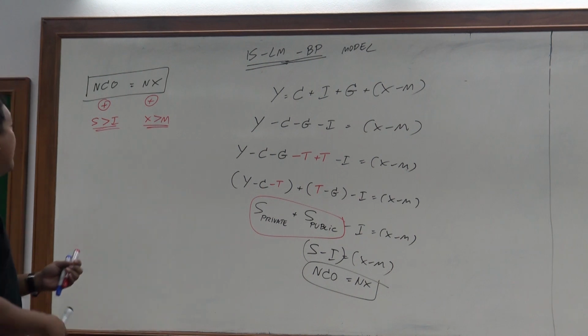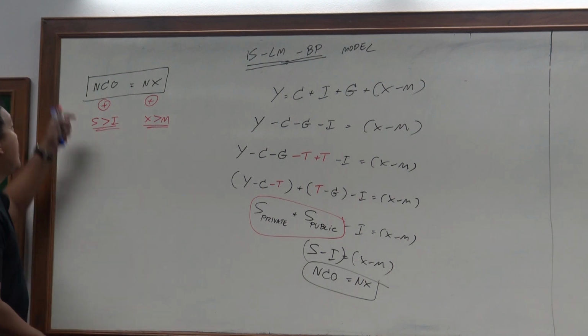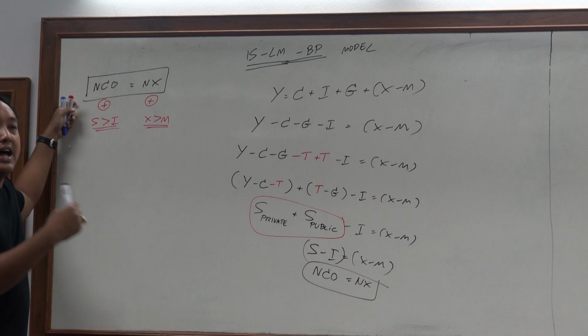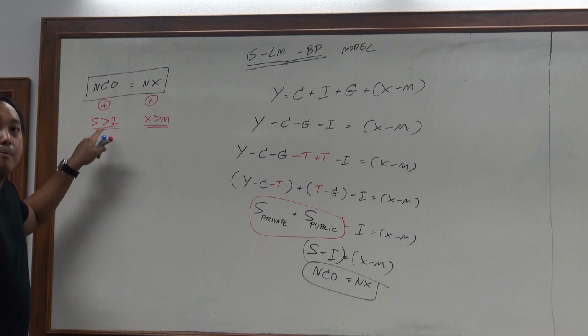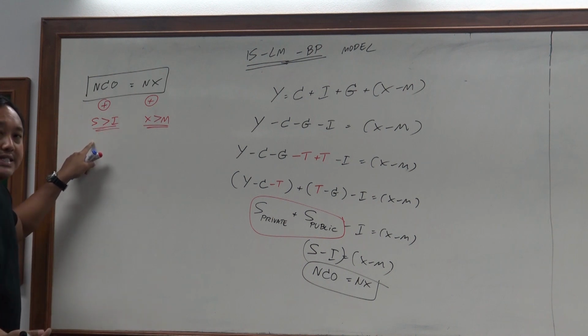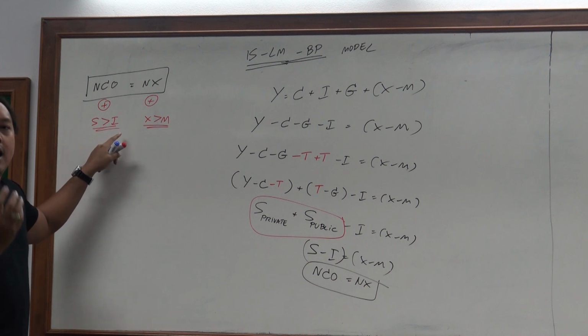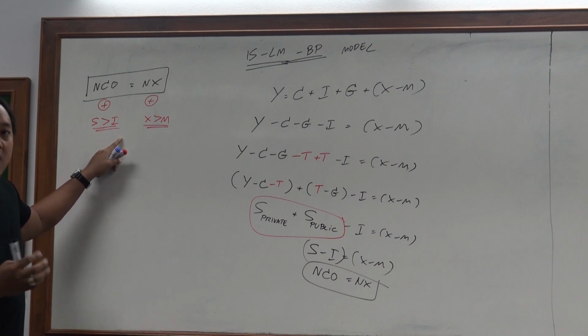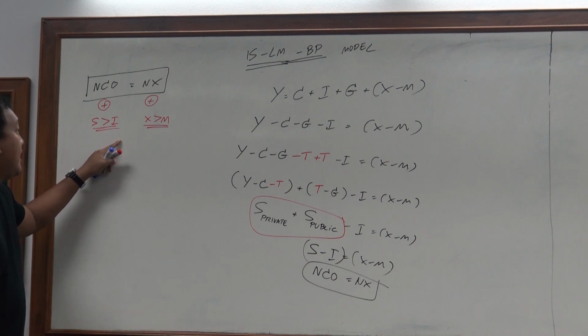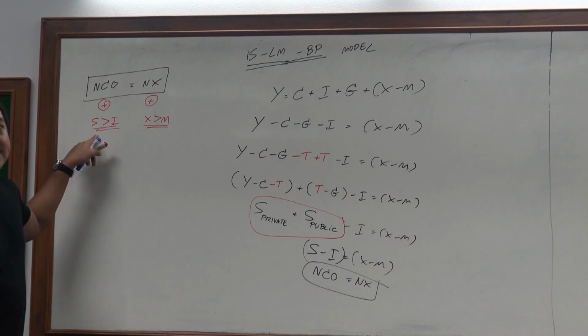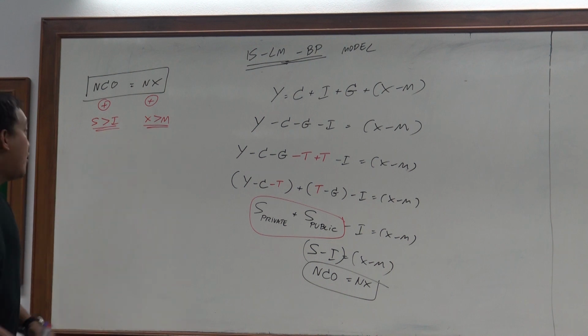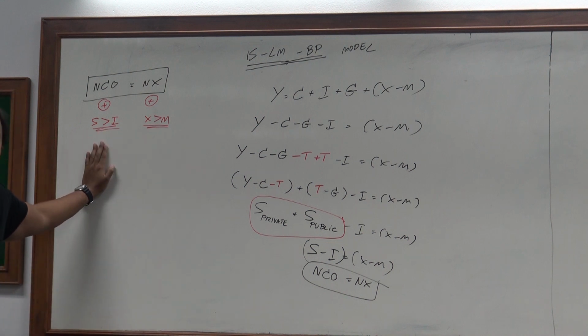So what does it mean? If NCO is positive, it means that in our country, the amount of money that we save is more than the amount of money that we want to borrow. Again, investment is about borrowing money. The amount we save is greater than the amount we borrow. So we have some money left in the economy that nobody wants to borrow.